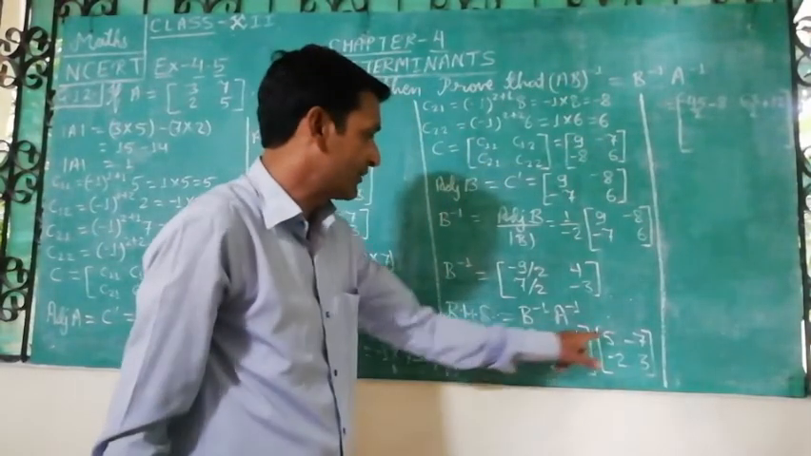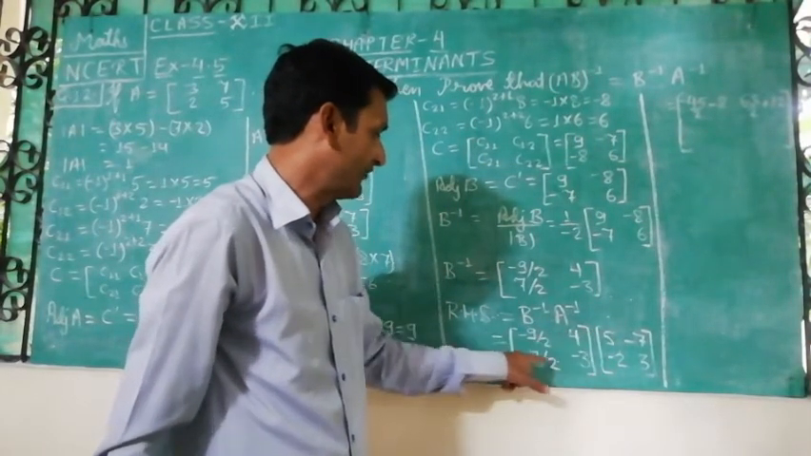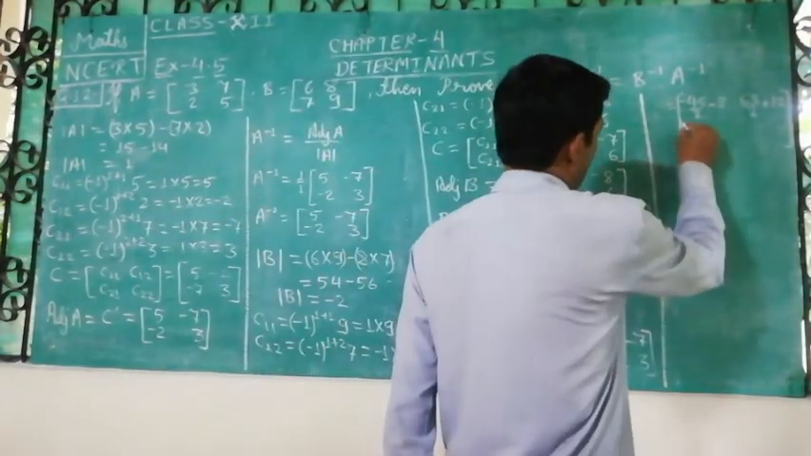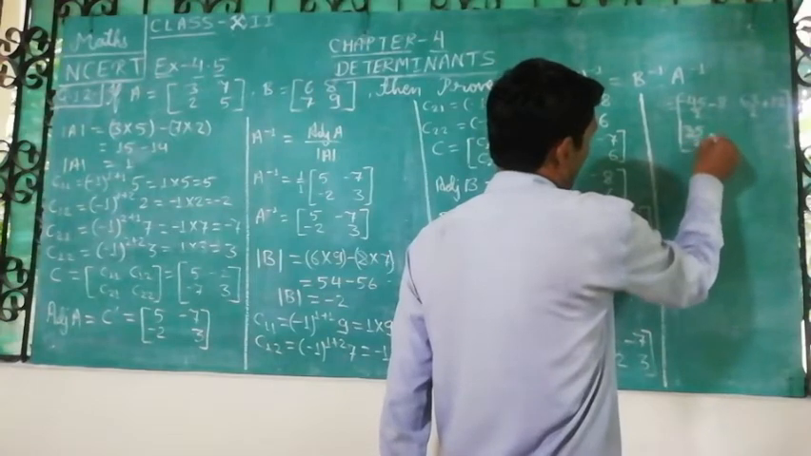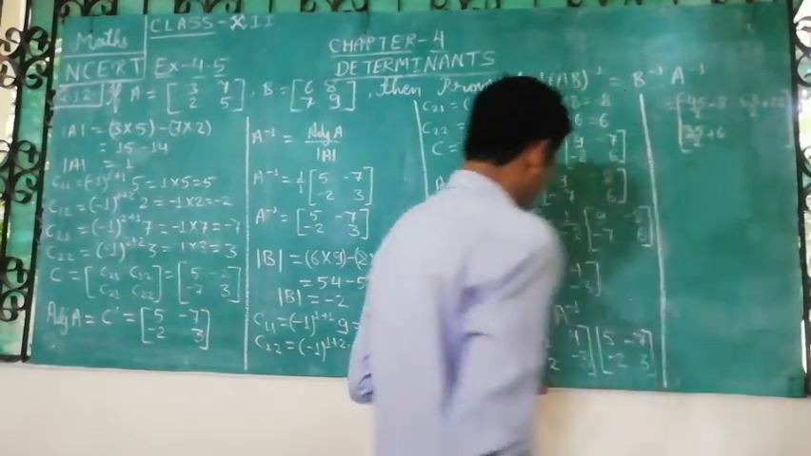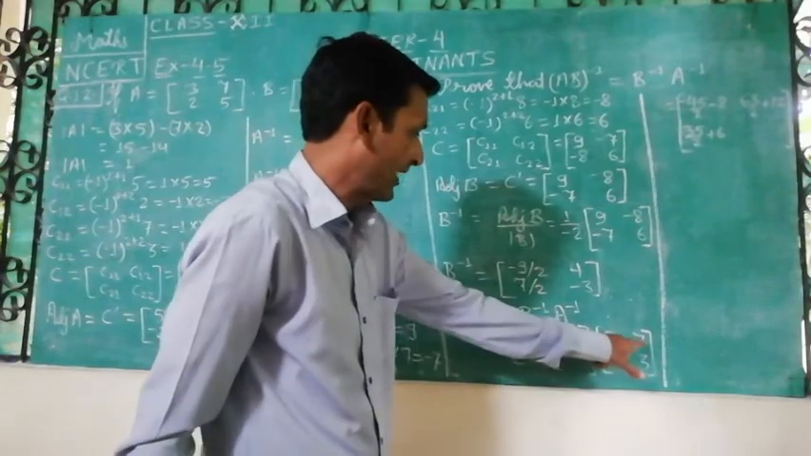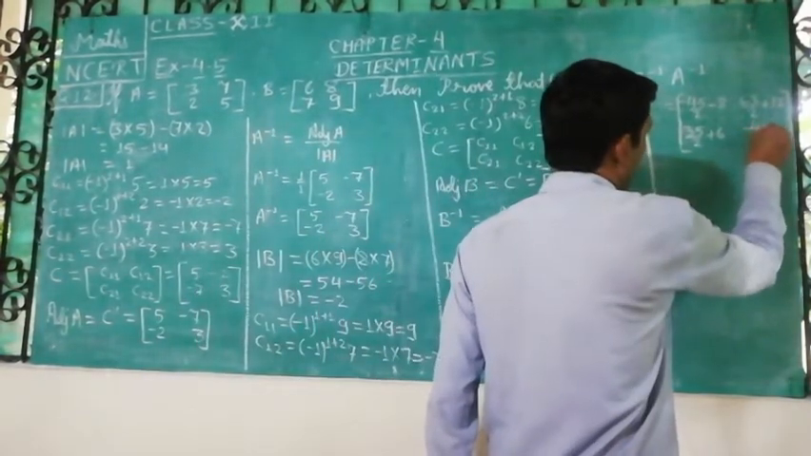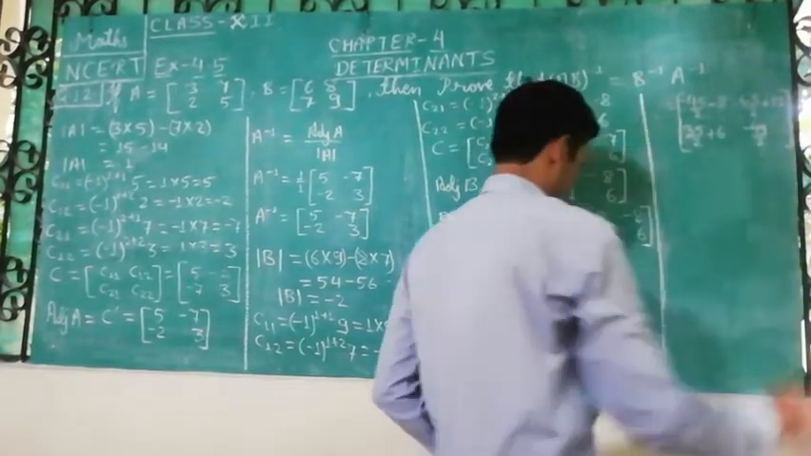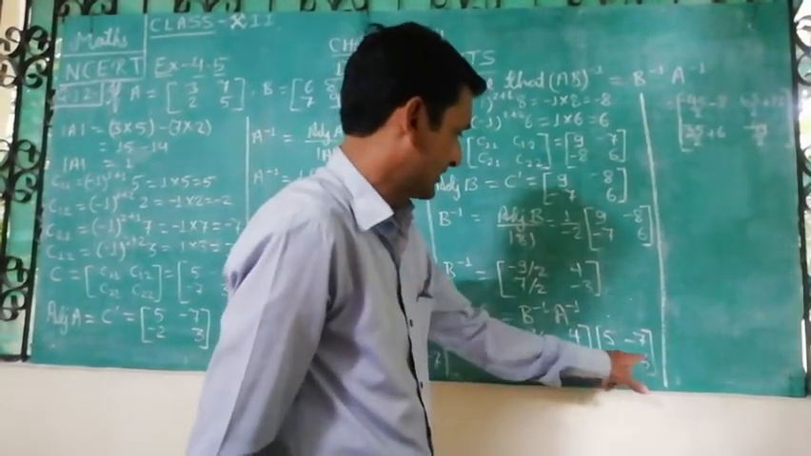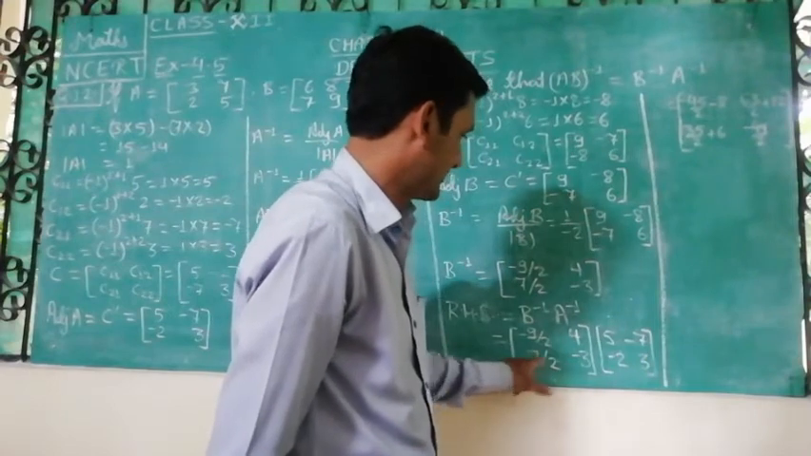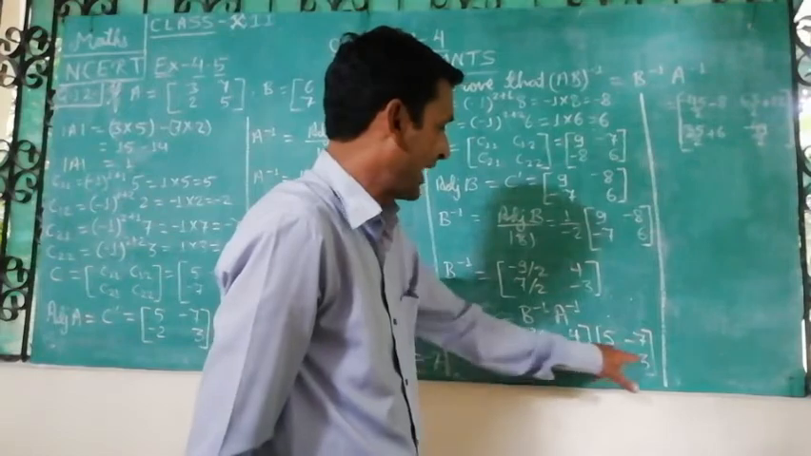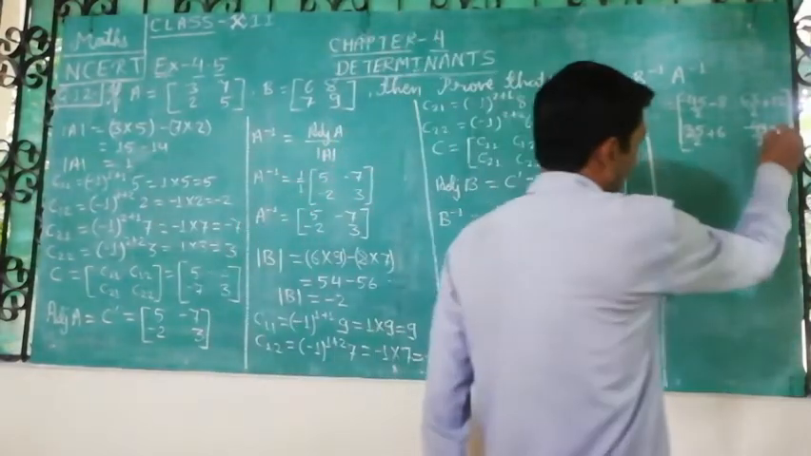Now 7 by 2 is multiplied by 5, so 35 by 2, and minus into minus gives plus 6. So 35 by 2 plus 6. Now this 7 by 2 is multiplied by this minus 7, so minus 49 by 2. Plus, minus into minus will be minus, 7 sevens are 49. And then minus 3 is multiplied by this 3, then it will be negative 9. So that's why we have to write here minus 9.